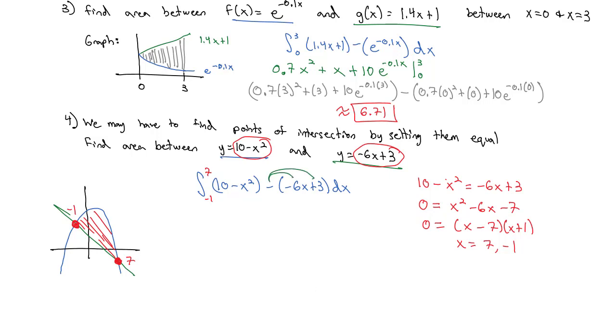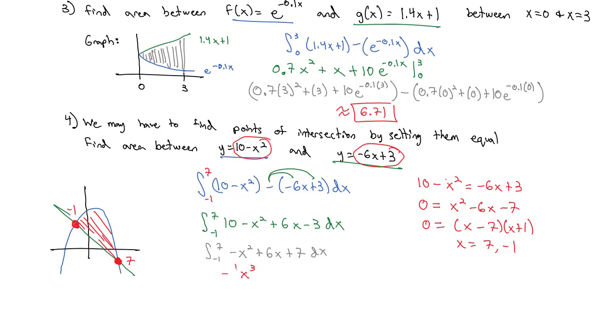First, by simplifying, I'm going to distribute that negative through. Got to be really careful with that negative when we're subtracting the second function, that we actually subtract the entire thing, making it a positive 6x and a negative 3, rather than just the first term. Then if I combine like terms, we're integrating negative 1 to 7 of negative x squared plus 6x plus 7 dx. All right, let's go ahead and evaluate that.